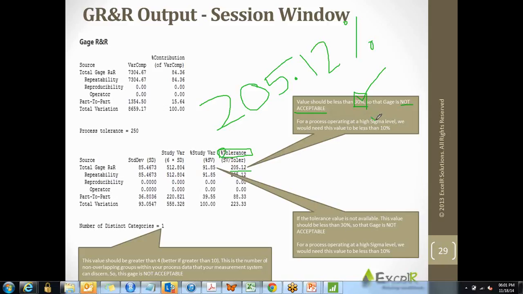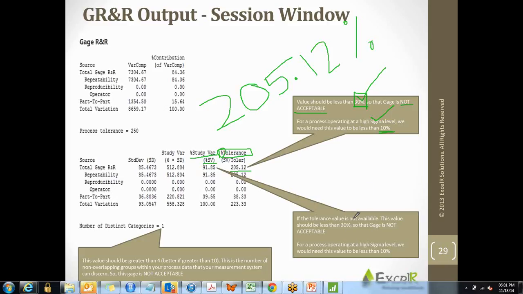If a process is operating at a high sigma level, that means at 5 sigma or 6 sigma, we would have this value much less than 10% actually. That is one thing. Second thing is percentage study variation. Once again, this is in percentage terms.